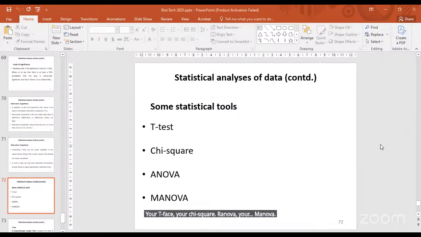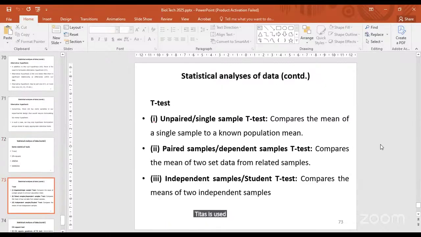At what point do you use the t-test? The t-test is used to compare two samples or two groups. Now, there are three types of t-test. We have the single sample t-test, the paired sample t-test or dependent sample, and the independent sample t-test.